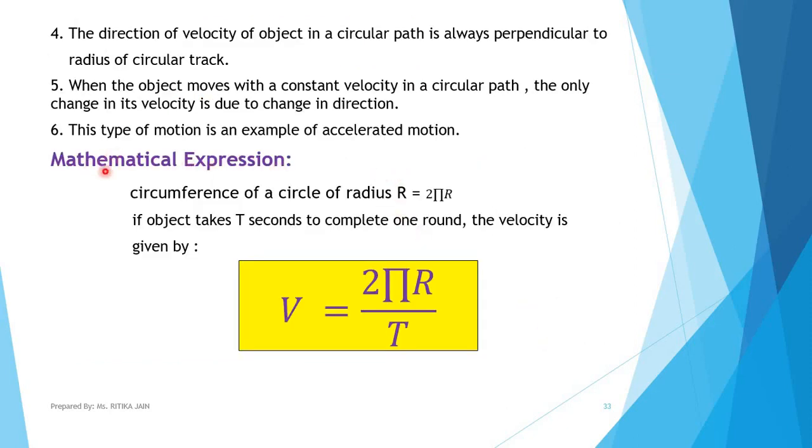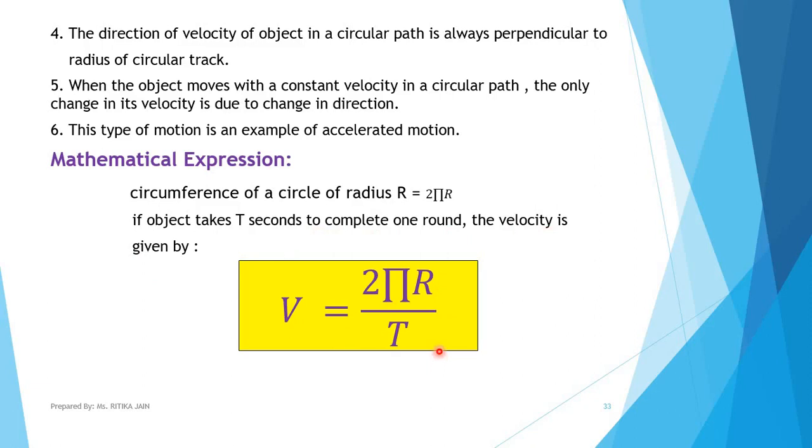Okay. Now, the mathematical expression: how can uniform circular motion be described mathematically? To calculate velocity, we should know two terms. First is the distance covered by the object and second is the time taken. Okay. So the circumference of a circle of radius r is 2 pi r. This will be the distance, the path traveled by the object.